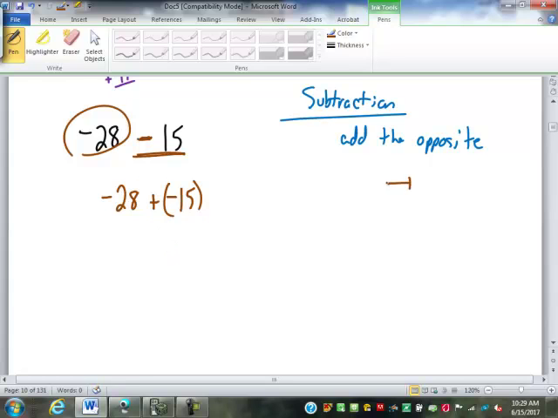So here we've got negative 28 and negative 15. The answer is obviously negative. Do we add the magnitudes or subtract them? They both go in the same direction, so we add them. 28 and 15 make 43. So it's a negative 43.